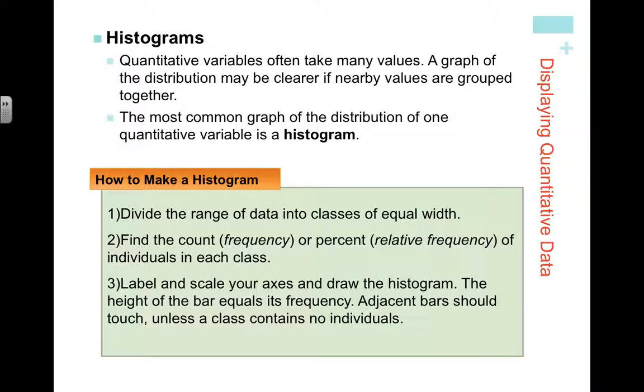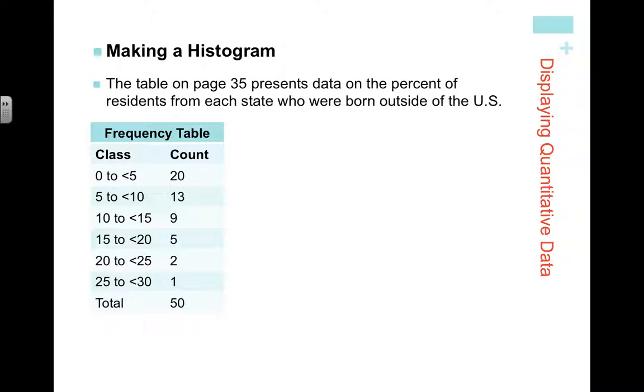The big difference between a histogram and a bar graph, other than the fact that it's quantitative, not categorical, would of course be the idea that there's intervals down at the bottom. Adjacent bars should touch, okay? That's another big difference. In a histogram, the bars are all touching, as opposed to a bar graph, where they do not. Unless a class contains no individuals, okay? And then you would skip over it because it's representing a 0 in that class, not that you skipped a space to leave space, okay?